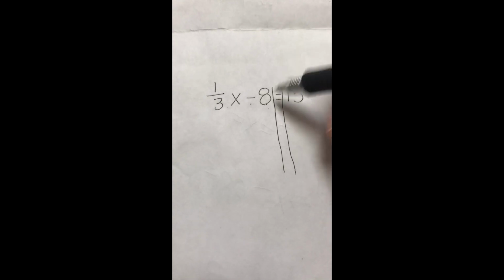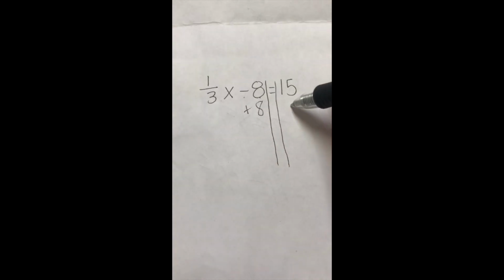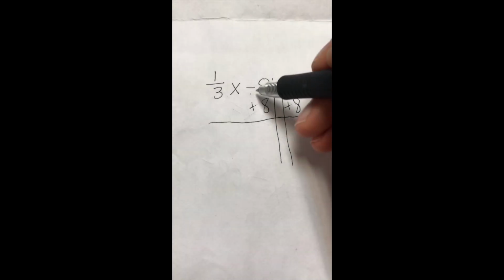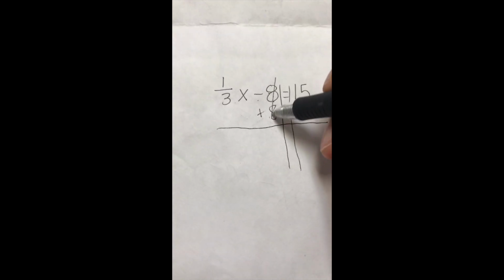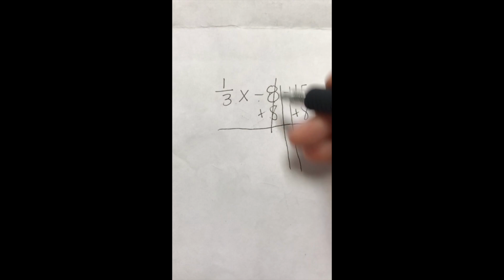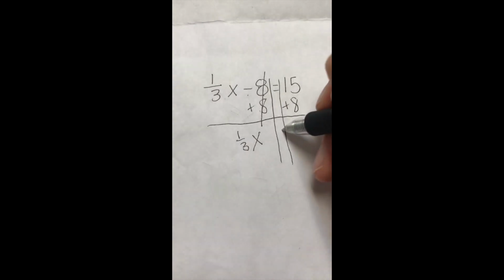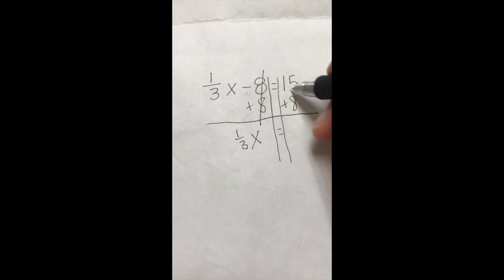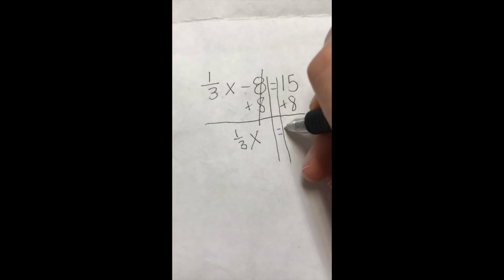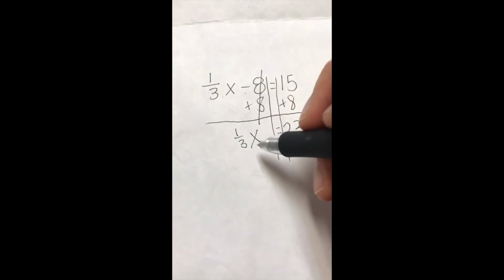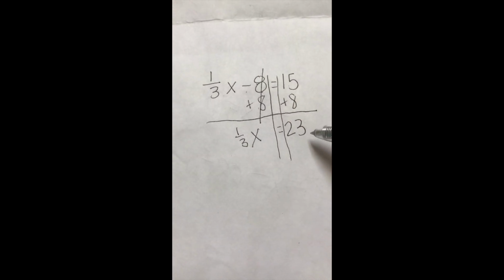So if I have minus 8, I would do plus 8, and then the same on the other side. So my minus 8 and my plus 8 cancel out. I'm left with 1/3 x over here. And then on this side, 15 plus 8 is 23. So now I'm left with 1/3 x equals 23.